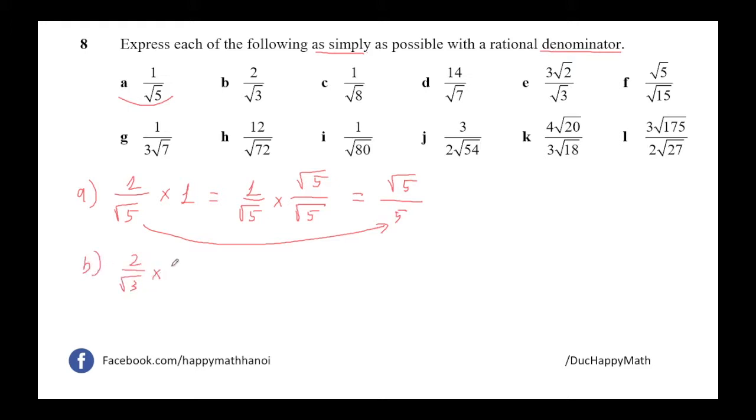Okay, question B. I will multiply by square root of 3 over square root of 3. It means you get the numerator 2 square root of 3 over square root of 3 times square root of 3, which means over 3. Question C: multiply the numerator and denominator by the square root of 8. It means square root of 8 is the numerator and 8 is the denominator. Same thing with D.